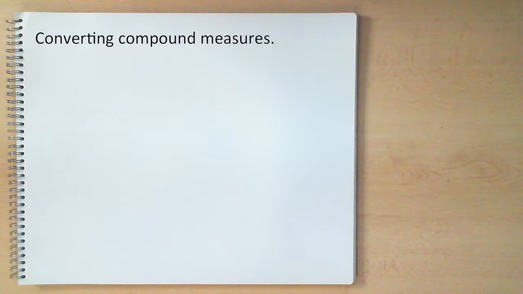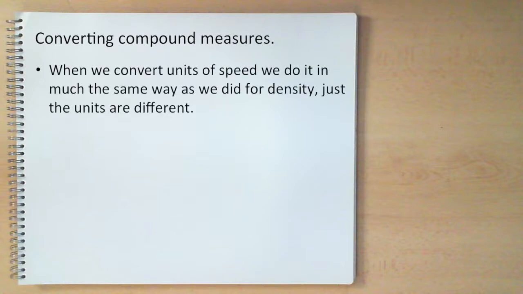So let's look at conversion of speed from one unit to another. And we do it in exactly the same way as we do for density. It's just that the units are different and therefore the calculations are going to be different. So here's a question. What is 25 meters per second in kilometers per hour?